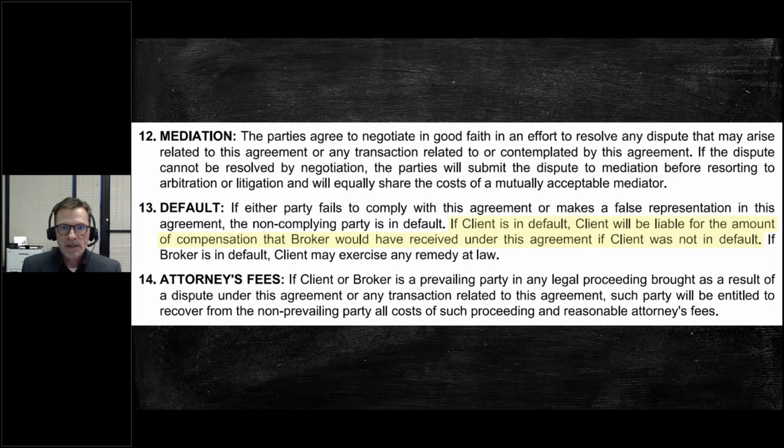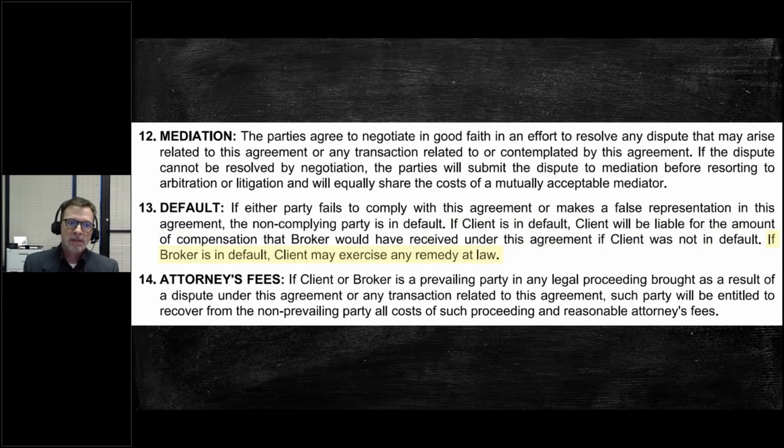If the client is in default, client will be liable for the amount of compensation that broker would have received under this agreement if client was not in default. So you have to go back to paragraph 11 and you have to figure out how much the broker would have been entitled to if the agreement had not been breached, and that is the amount that the client is obligated to pay the broker in damages.